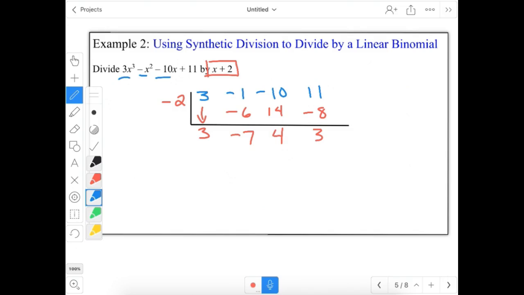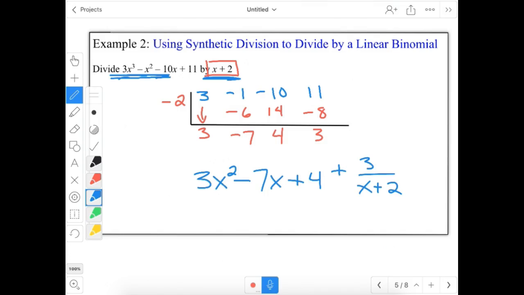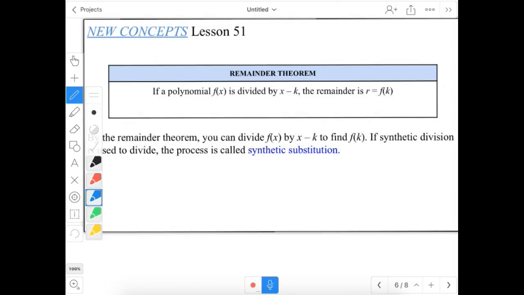So the way that this works out for us, because we're dividing simply by a linear binomial, and our highest power on the inside would have been an x cubed, we just drop down to the next power. So everything loses an x. So our answer is going to be 3x squared minus 7x plus 4, and then our remainder is plus 3 over x plus 2. Okay? Let's move on to the next concept.